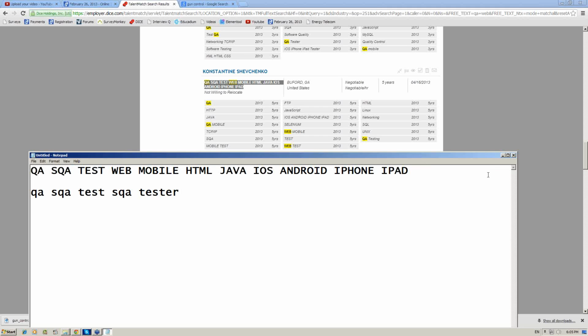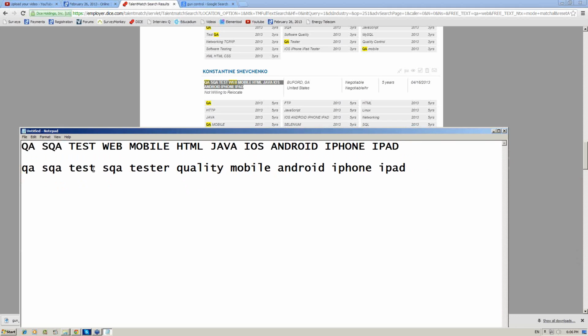Now, I will not do HTML and Java, but you are missing the word quality. I will do mobile. Mobile is good. Besides mobile, I will say Android, which you did, and iPhone, which is good, and you did that. iPad is brilliant. Now, besides SQA and tester, there are a couple of things which I would add here. First of all, the word software is good. Software QA. Okay.